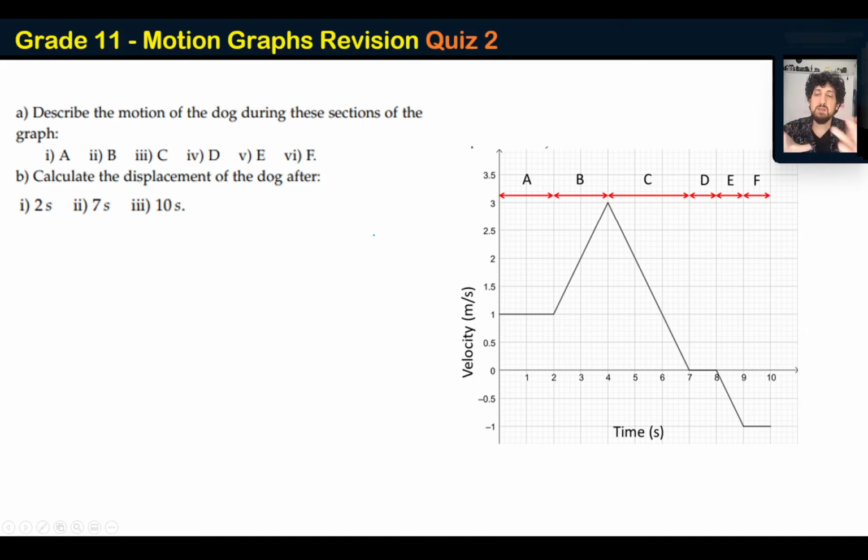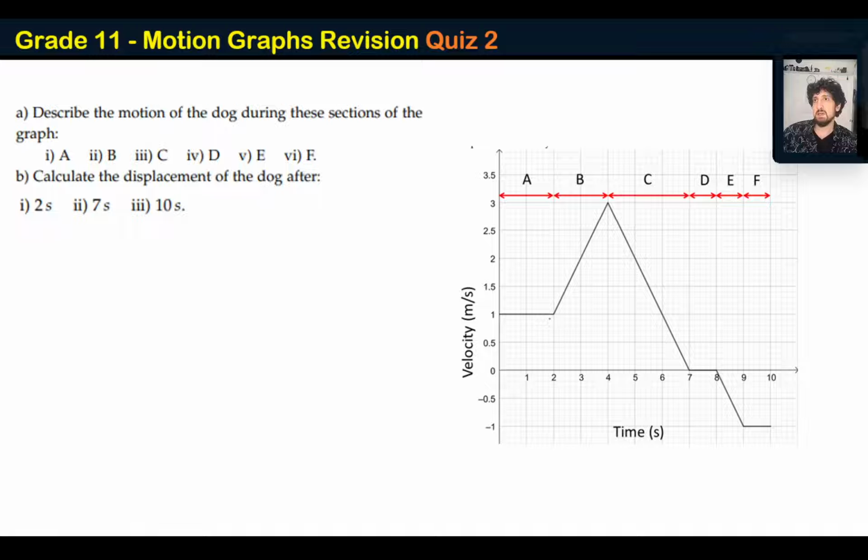So it's only going to be squares, rectangles, or triangles. If it's a square or rectangle, it's going to be base times height. If it's a triangle, it's half base times height. Simple as that. So what I need to do is cut up the graph and then work out the area under the graph, and then it's easy. Just that simple, okay? So let's have a look. Calculate the displacement of the dog after 2 seconds.